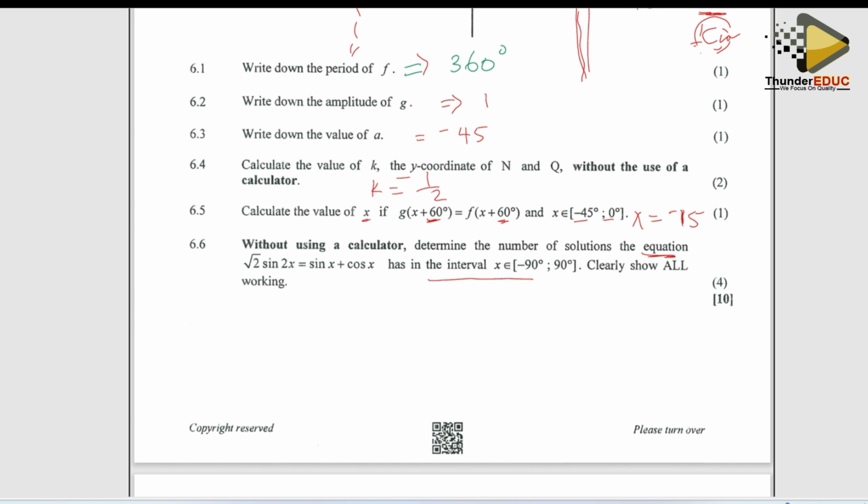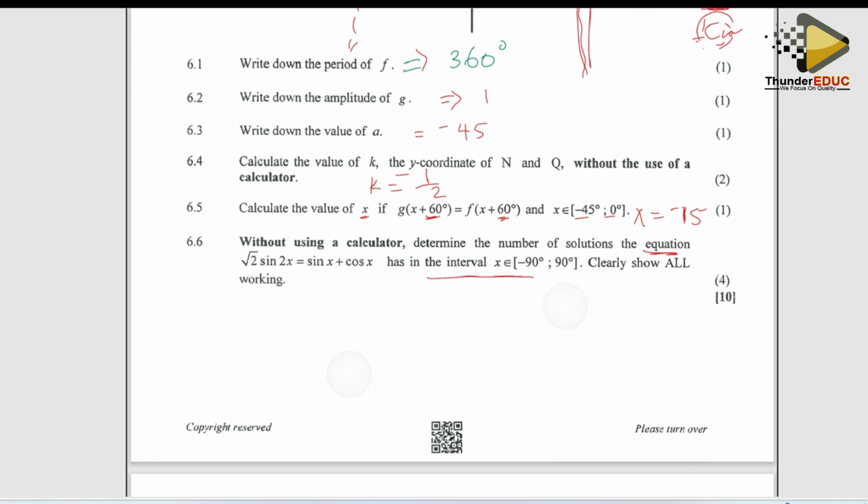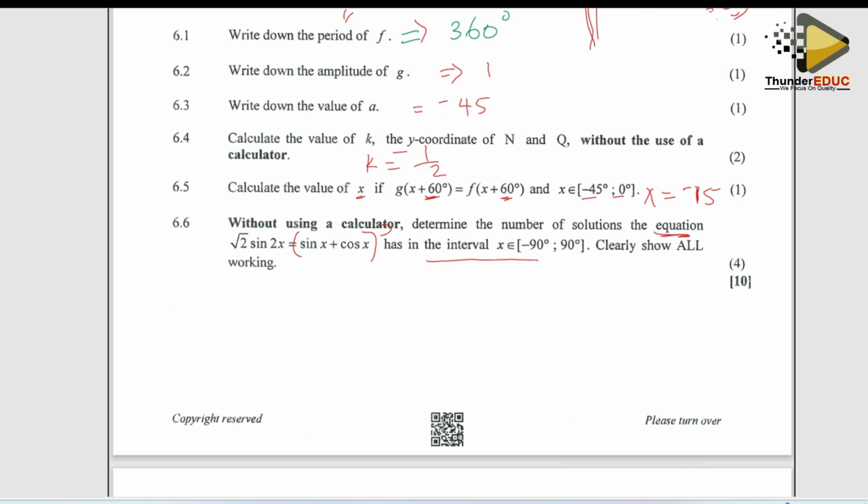Okay, so we can start by squaring both sides. Is it going to help us? We can do that. You can square this side and then we square that side also. When I square the left hand side, that's going to be 2 sine squared 2x is equal to sine squared x plus 2 sine x cos x, and then that is plus cos squared x. Is it going to make sense for me?